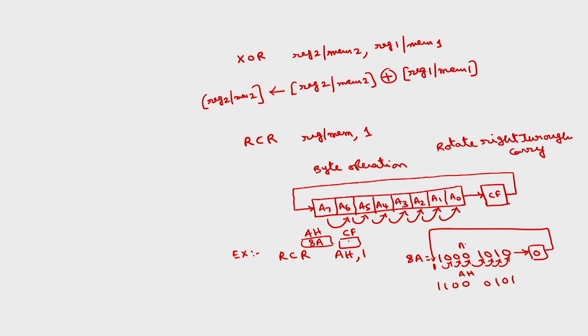These are the contents of the AH before the rotate instruction, and this is after the rotate instruction. And what happens to carry flag? It will be reset. So, this will be C5. So, contents of AH will be C5 and carry flag will be reset. This is how this rotate instruction will be executed.